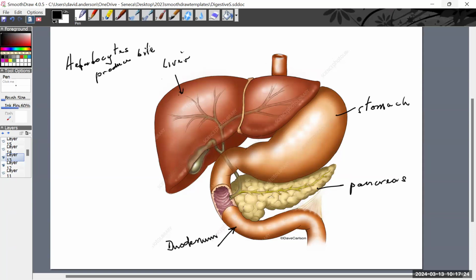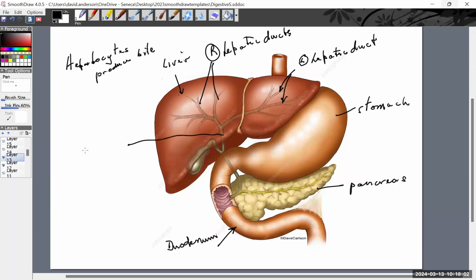So bile is going to be drained by bile ducts. These ducts here would be referred to as the left hepatic ducts. Hepato, by the way, like hepatocytes, has to do with the liver. So these are the left hepatic ducts. That would make these ones right hepatic ducts. So they're collecting bile and draining it towards the common bile duct. So here we have the common bile duct.